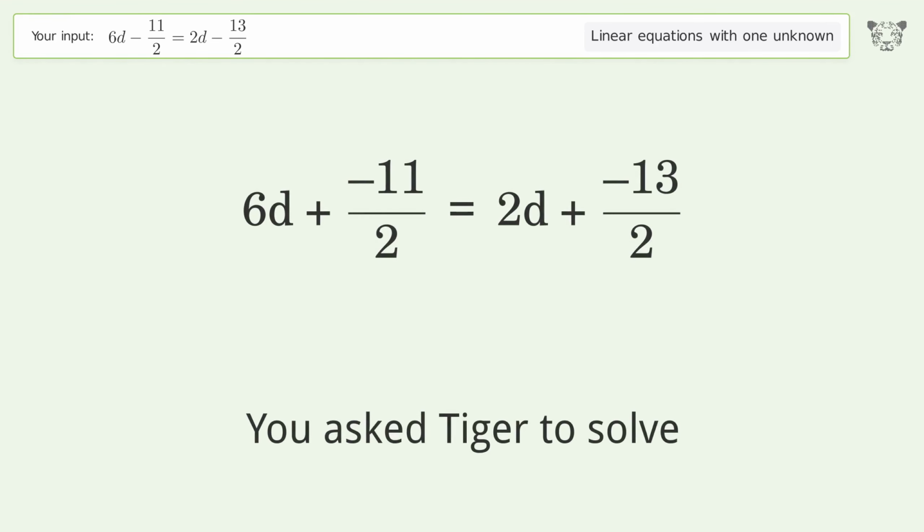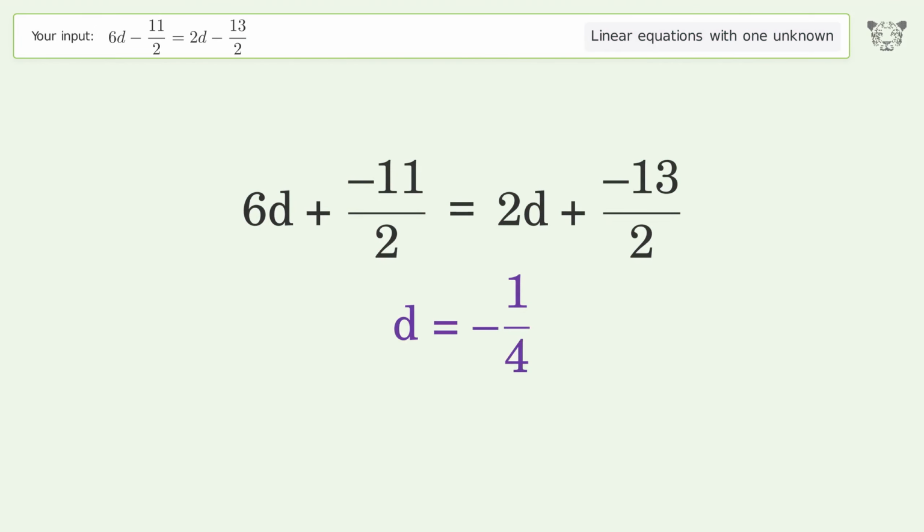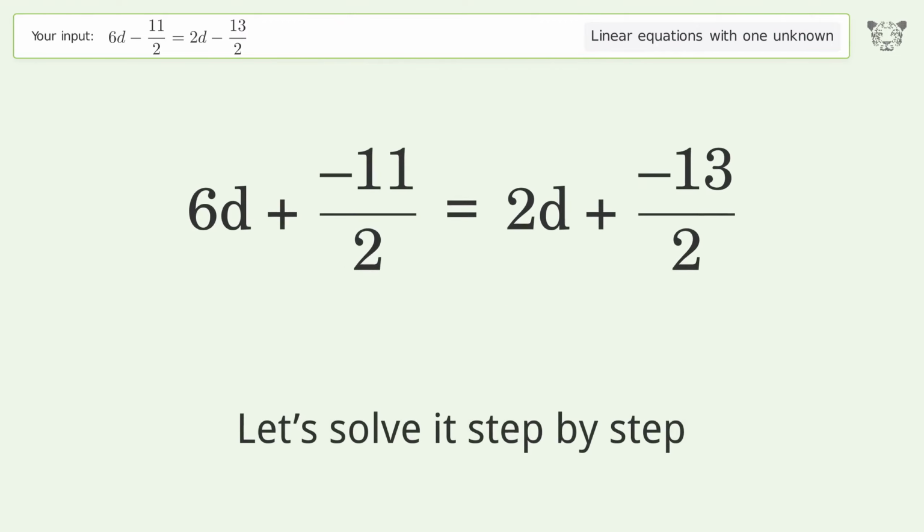You ask Tiger to solve. This deals with linear equations with one unknown. The final result is d equals -1/4. Let's solve it step by step.